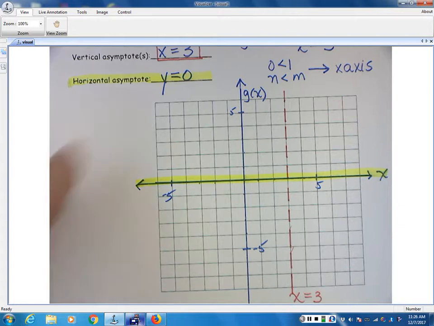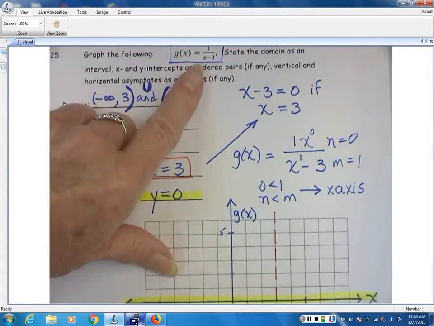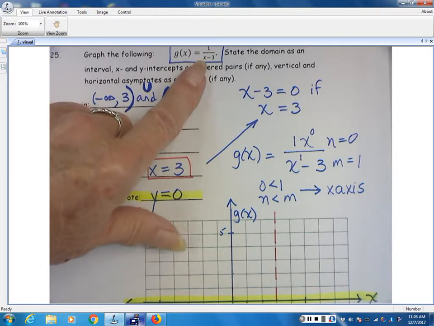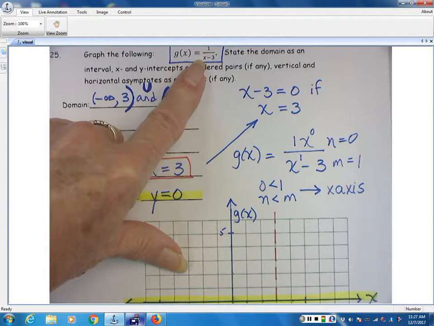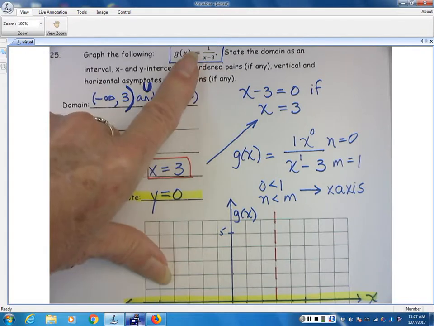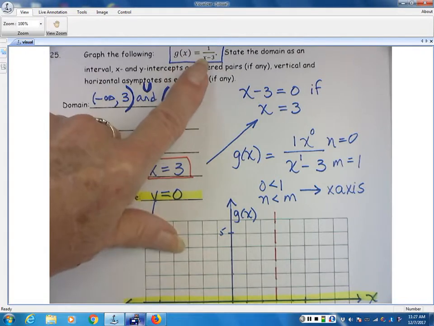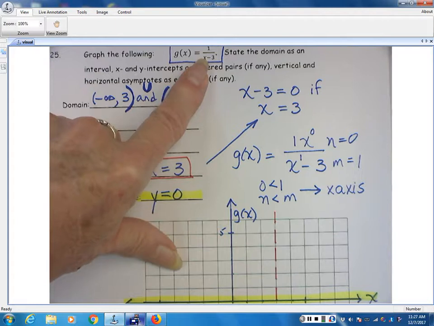And then what's going to happen is when x is 1, then this will be 1 over negative 2, so it would be negative 1 half. And when x is 2, it's 1 over 2 minus 3, which is 1 over negative 1, or negative 1. And of course, it can't be 3. So as you go back to zero, if x is zero, that's negative one third. And from that, you can tell what's happening. It's coming really, really close to the y-axis until it gets here.